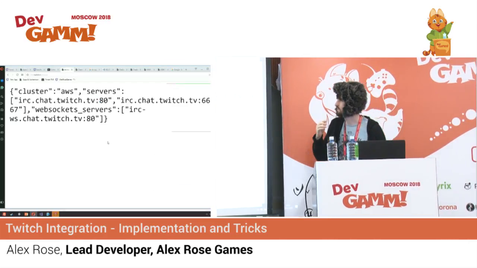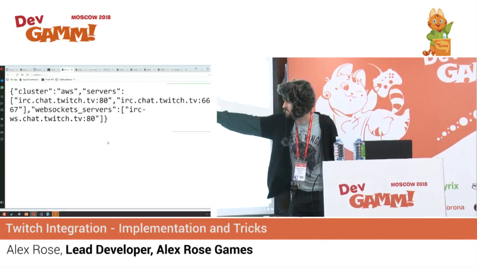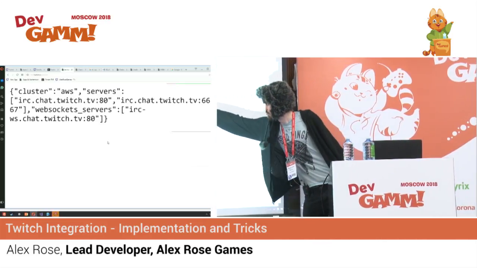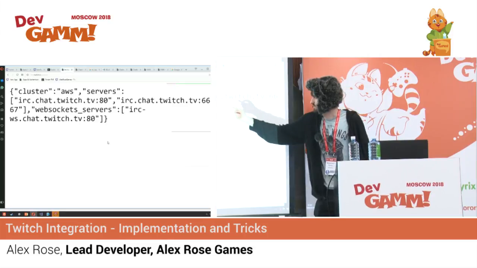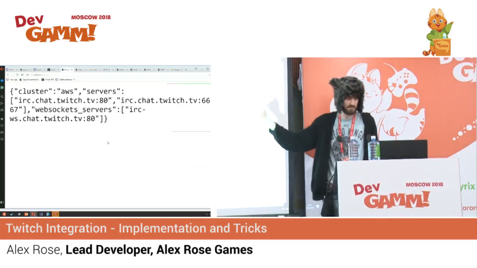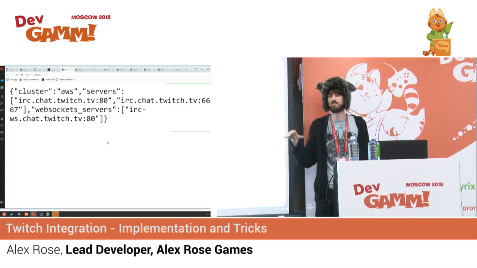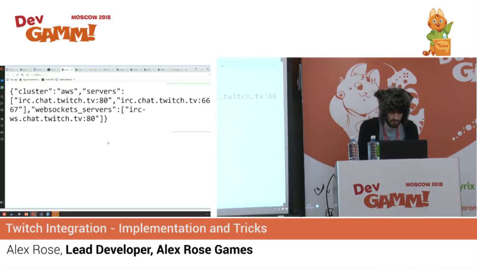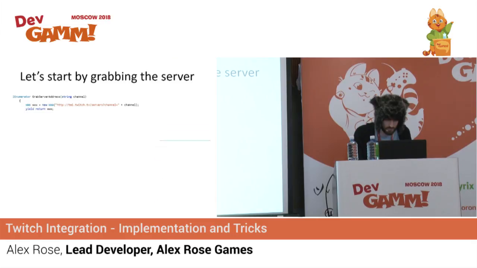This is the result it gives me, right? So it gives me cluster, Amazon Web Server, servers, chat. There's the port. This is the server address. So this is what I was talking about. If you connect to here, Twitch will tell you exactly how to connect to this thing, right?